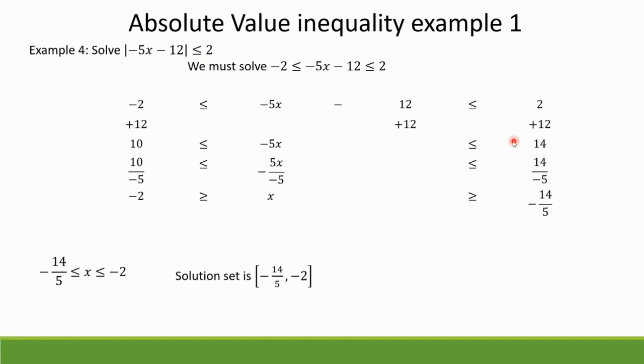From here, right, what do we get next? Well, we have negative 5x all alone in the middle. We don't want that. We want x all alone. So we divide everything by negative 5.